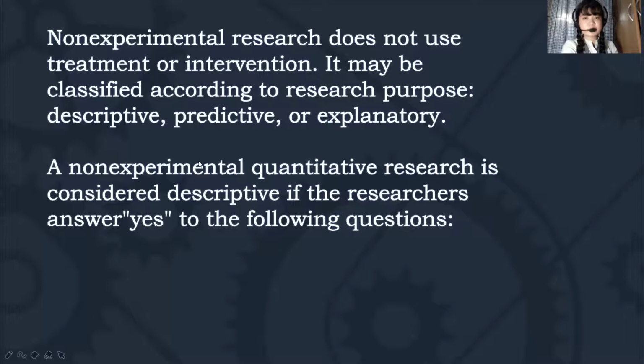Okay, so let's now proceed. There are different types of non-experimental research, class. They can be divided into two. First is non-experimental research according to purpose. Next is non-experimental research according to time dimension. Of course, class, under the purpose, you also have three types, and under time dimension, you also have three types.